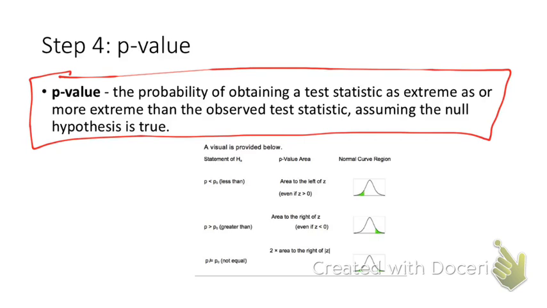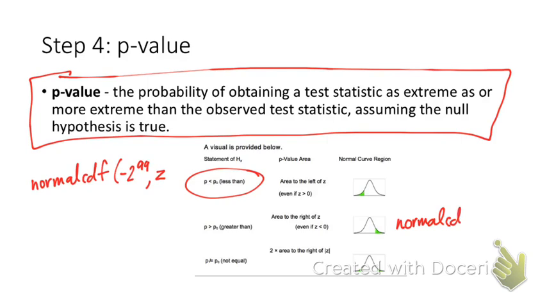So if you have a less than test, then you're going to do normal CDF of negative infinity to whatever your test statistic is. So go to negative infinity. If you have a greater than test, you go to positive infinity. And if you know all this, you don't need to write it down. And then if you have a two-tail test, it's always 2 times your area.